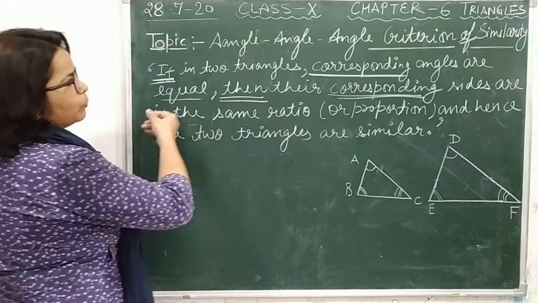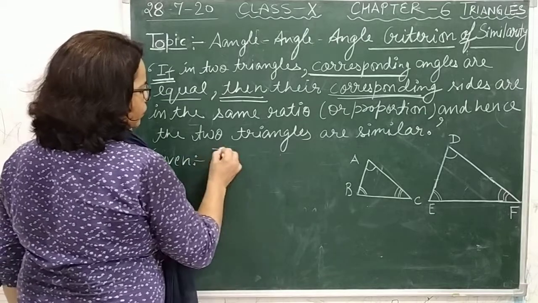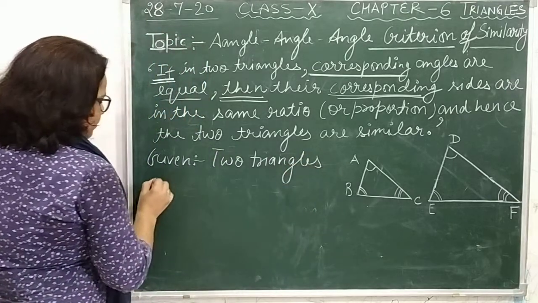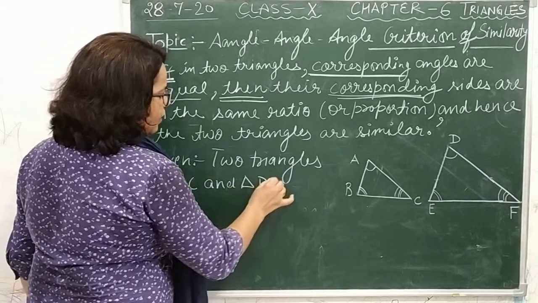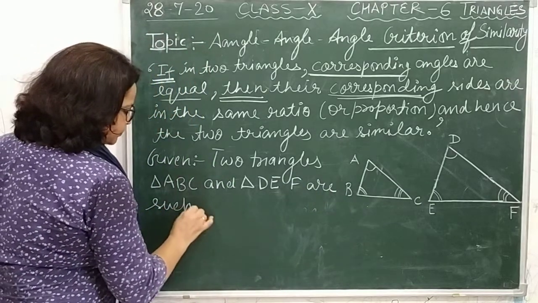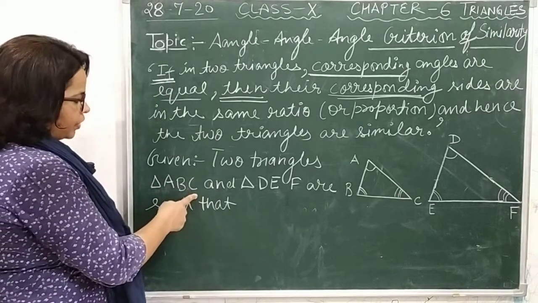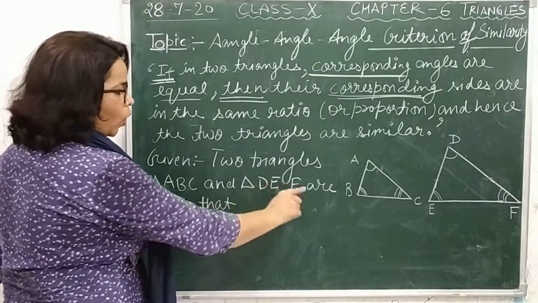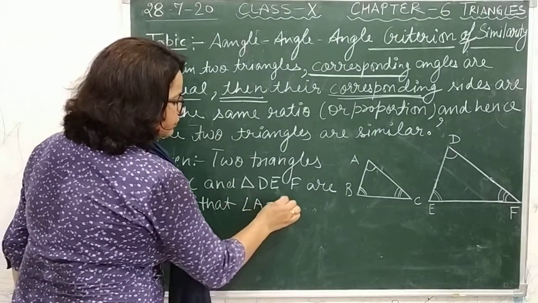So first of all, to prove it, let us take two triangles as our given. Triangle ABC and triangle DEF are such that, you see, while writing the names also you have to take care of the correspondence. A should correspond with D, B with E, C with F. The order should be the same. So such that their corresponding angles are equal.